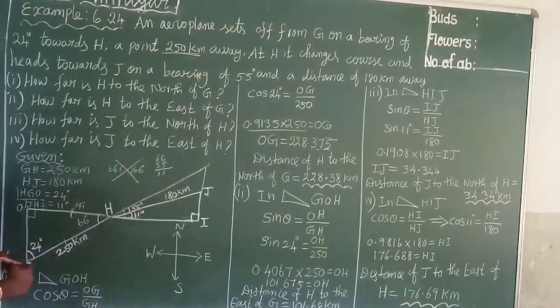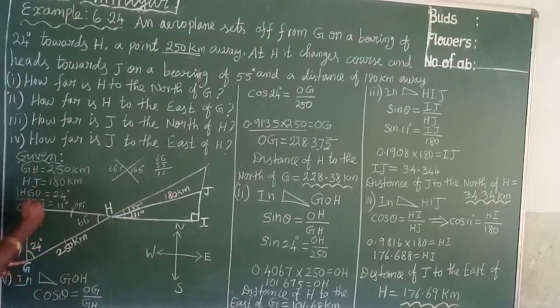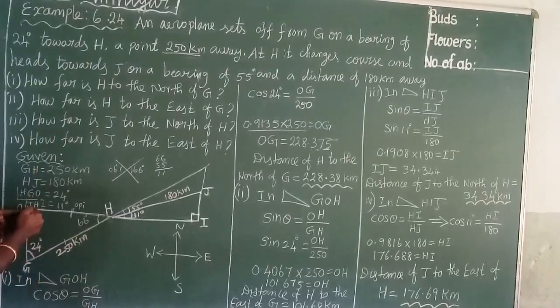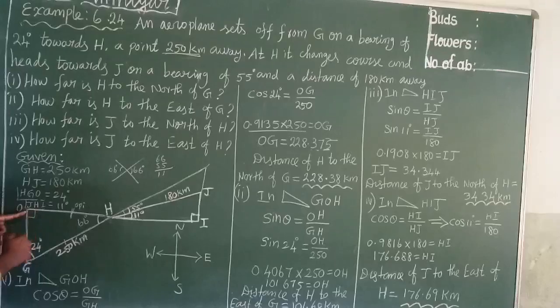Clear? So H, G to north means GO. G to east, that is the direction. G to east, that is OH. Clear? So two options completed.